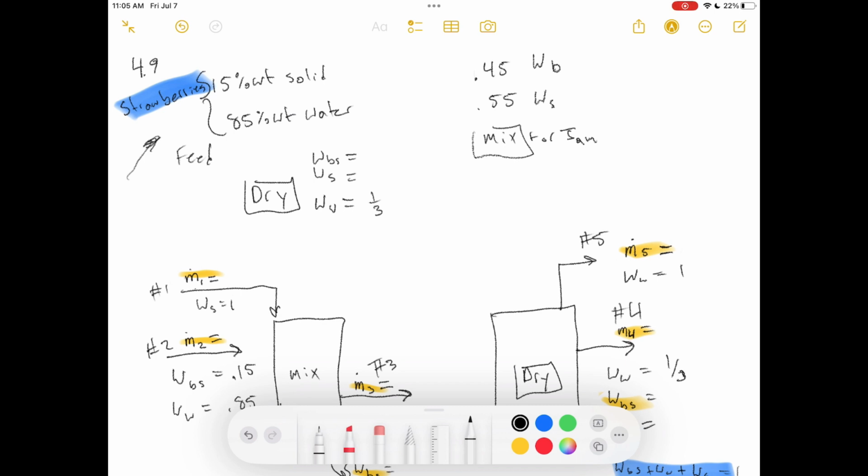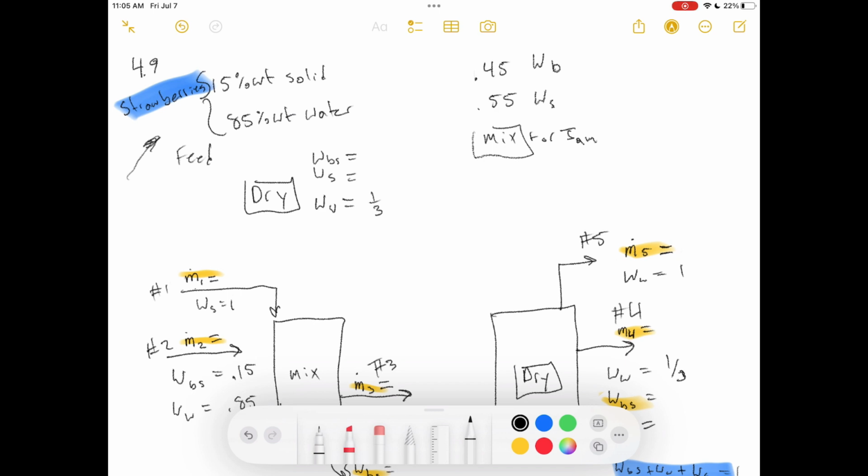Today we're working out of Elementary Principles of Chemical Processes, 3rd edition, and we're doing problem number 4.9. I'll go ahead and read the problem statement. It says, strawberries contain about 15 weight percent solids and 85 weight percent water. To make strawberry jam, crushed strawberries and sugar are mixed in a 45 to 55 mass ratio, and the mixture is heated to evaporate water until the residue contains 1/3 water by mass.